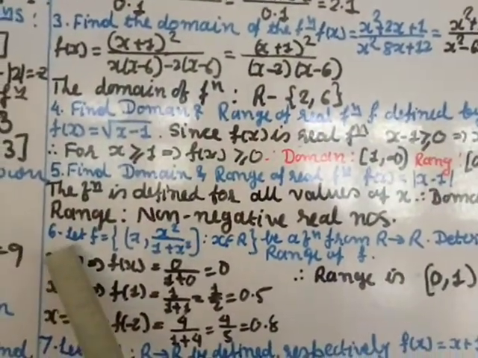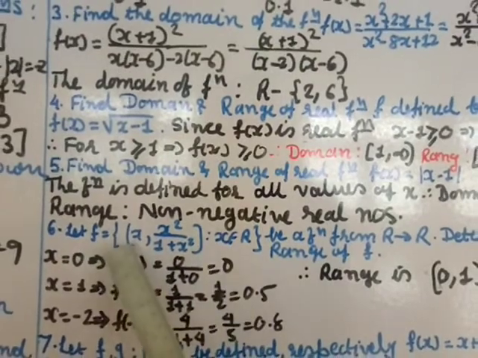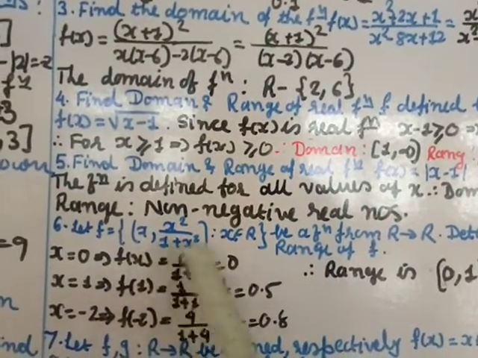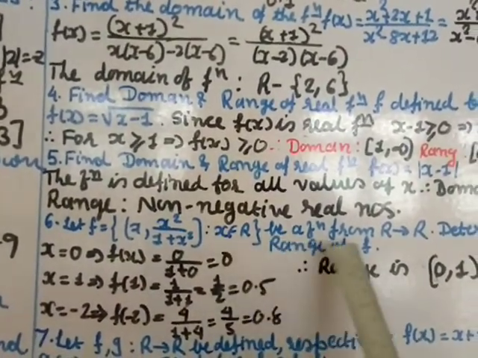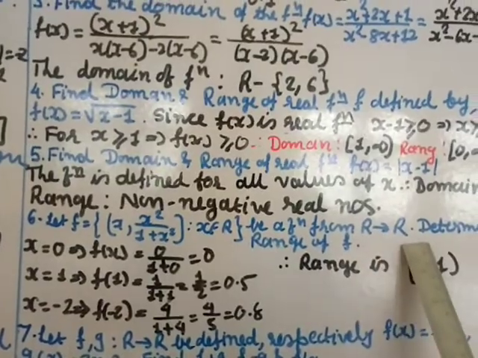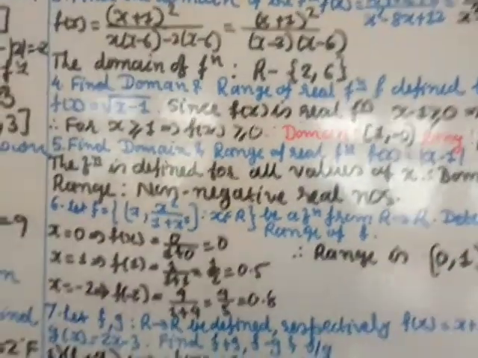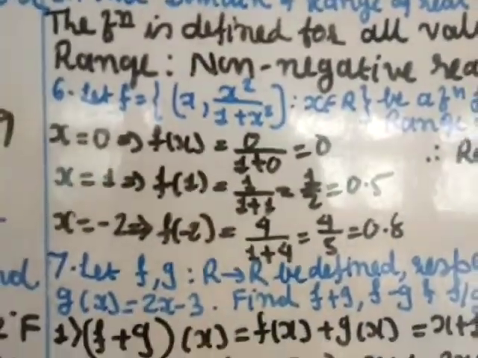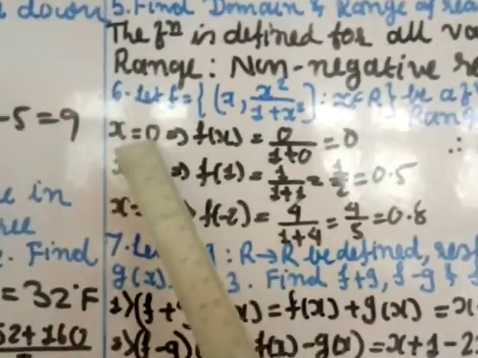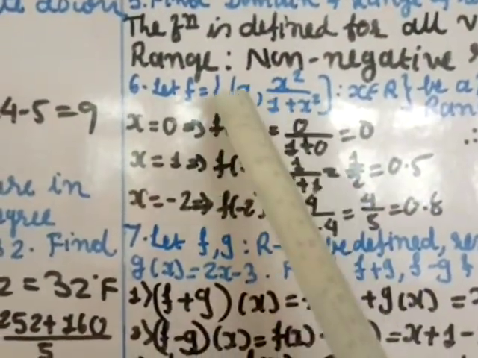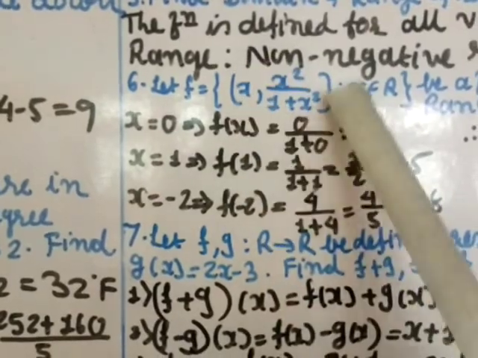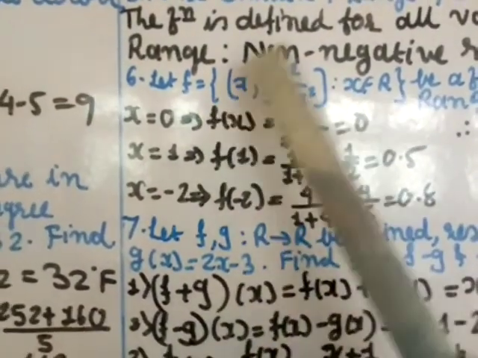Question number 6. Let f be equal to the ordered pairs x, x square by 1 plus x square, where x belongs to R, be a function from R to R. Determine the range of f. So I will take some examples and find the range. I will take x equal to 0. I will put the x value here, and this is called your f(x) value.